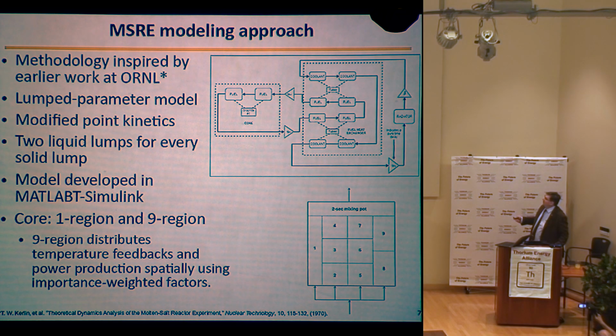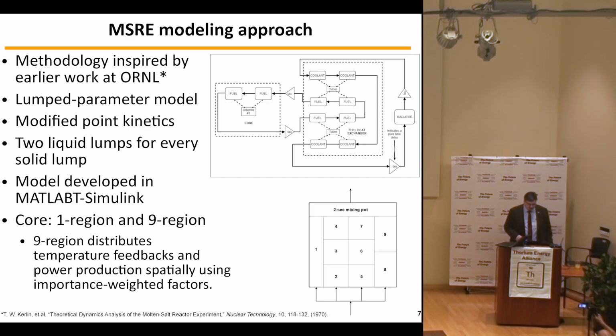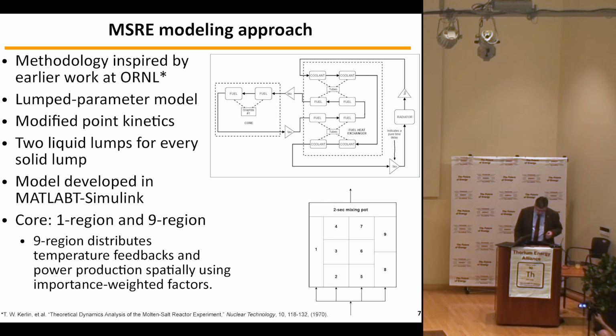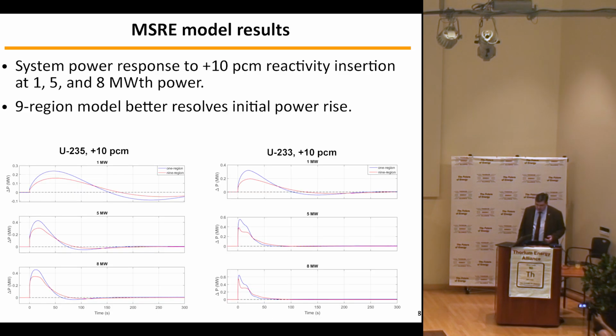This would be the one region model, but we can also partition the core into 9 regions like Oak Ridge has done in their paper. And then the dynamic feedbacks are calculated separately in each of these nodes. We have developed this model in MATLAB Simulink. You can download it from GitHub if you are interested.